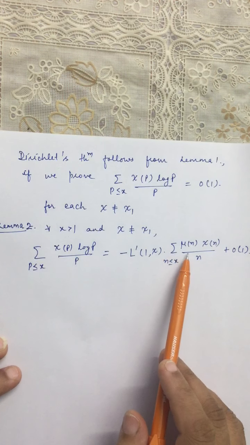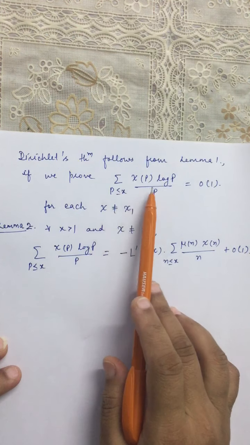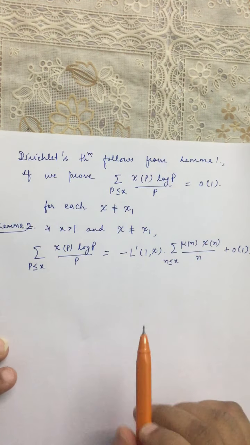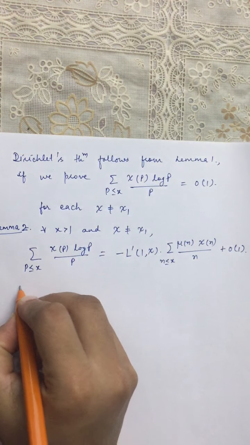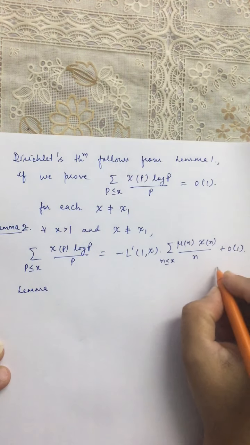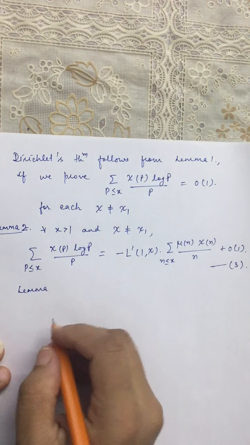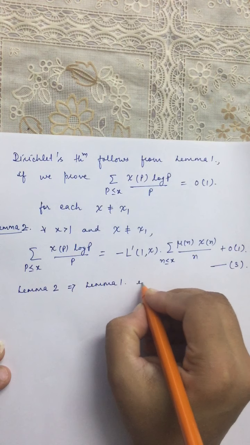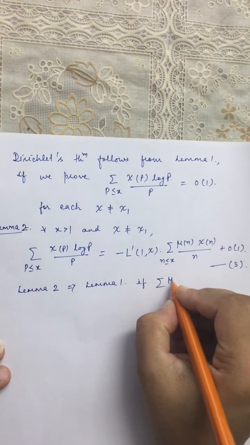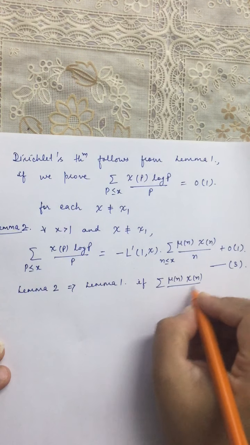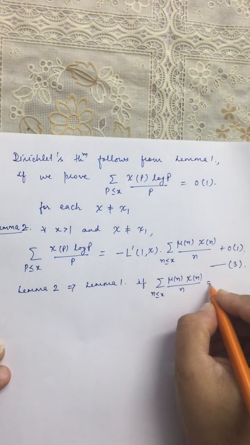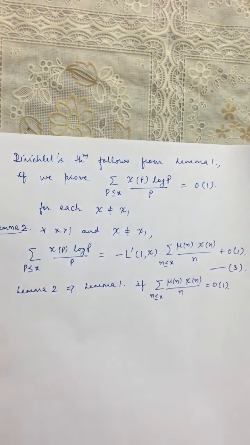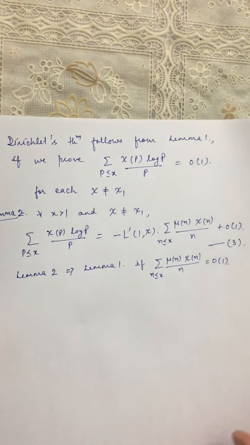So this summation will be order of 1, and we need that the summation of chi(p) log p upon p is order of 1. That means we have to prove this sum is equal to order of 1. So we can write here Lemma 2. Now let us say firstly this is equation number 3. Now Lemma 2 implies Lemma 1 if this summation of mu(n) chi(n) upon n over n is just order of 1. And this will be deduced from Lemma 3.